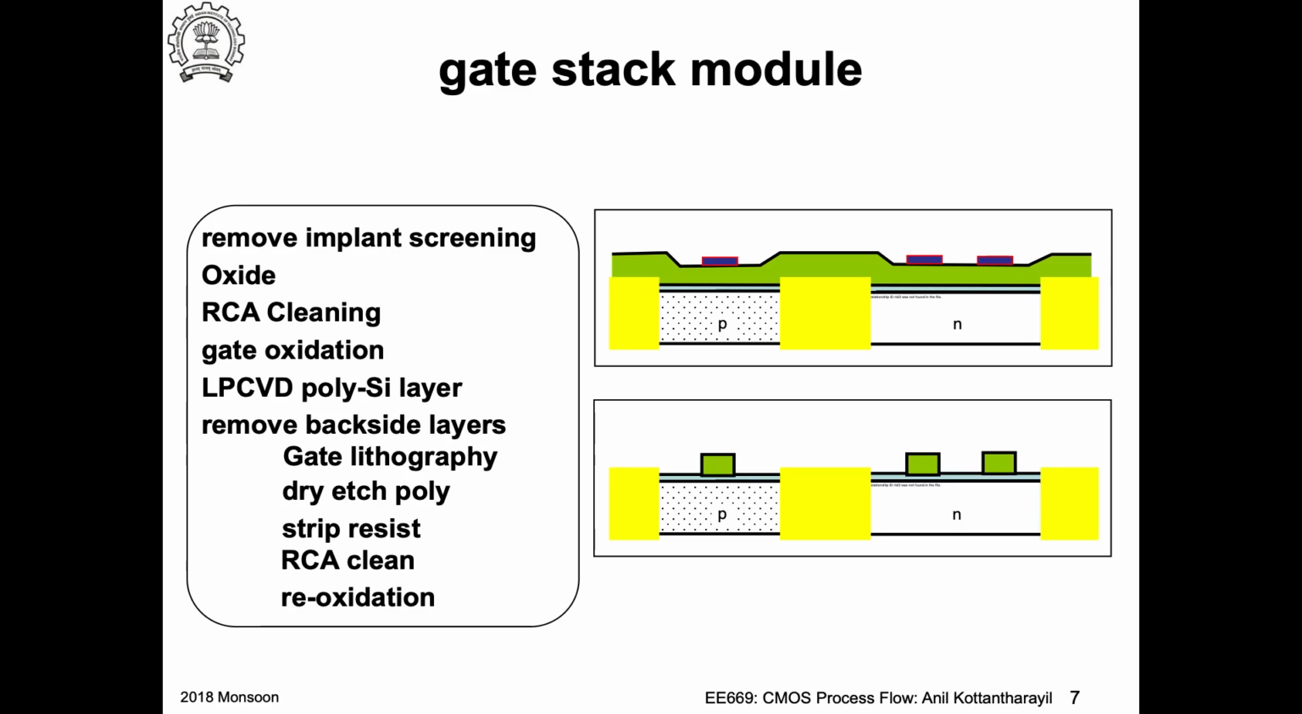So you need a very clean surface. You do an RCA cleaning again. This process is done again and again, RCA cleaning. And then you grow a gate oxide, typically done using a thermal oxidation process.